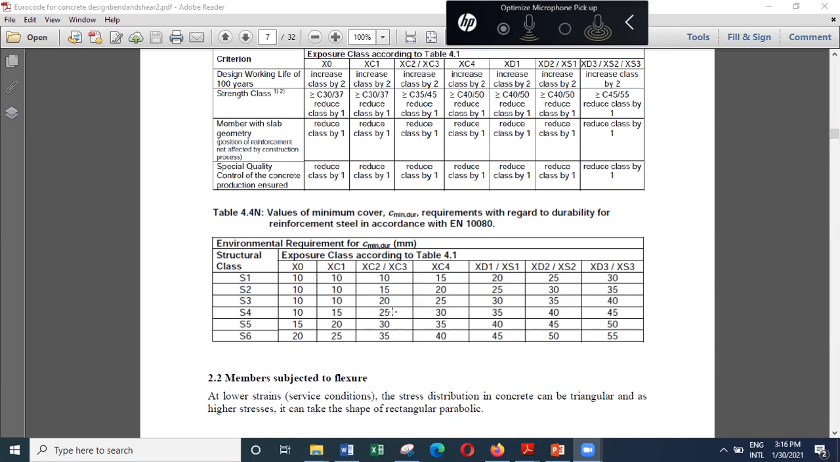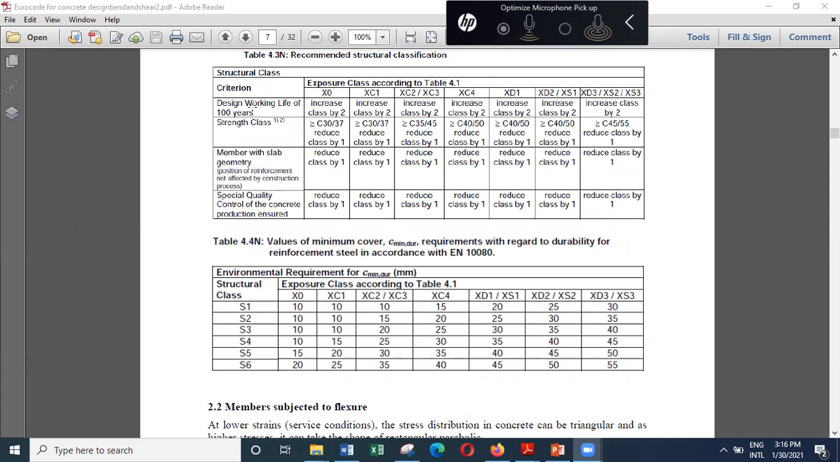But if you want to allow for some variation that can occur at the site, you can increase this by another 10 millimeters. And then we also have to look at how to make use of this particular table. This table says if the design working life is 100 years, if you are designing the structure for a 100-year duration, then increase this by 2 more classes. So instead of using 25 millimeter, use 35 millimeter cover.